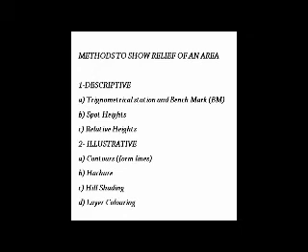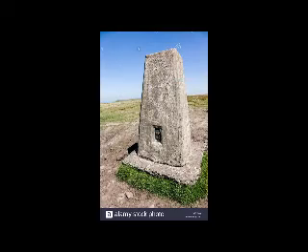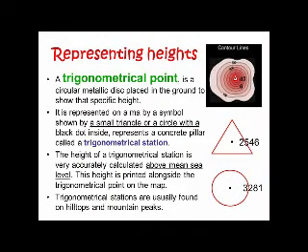Next we come to the methods to show relief of an area. The descriptive ones include trigonometrical station and benchmark, spot heights, relative heights, then illustrative, which includes contour lines or form lines, hachures, hill shading, and layer coloring. The picture shows a trigonometrical station. Now, trigonometrical stations show height above sea level and are designated by a triangle followed by height.